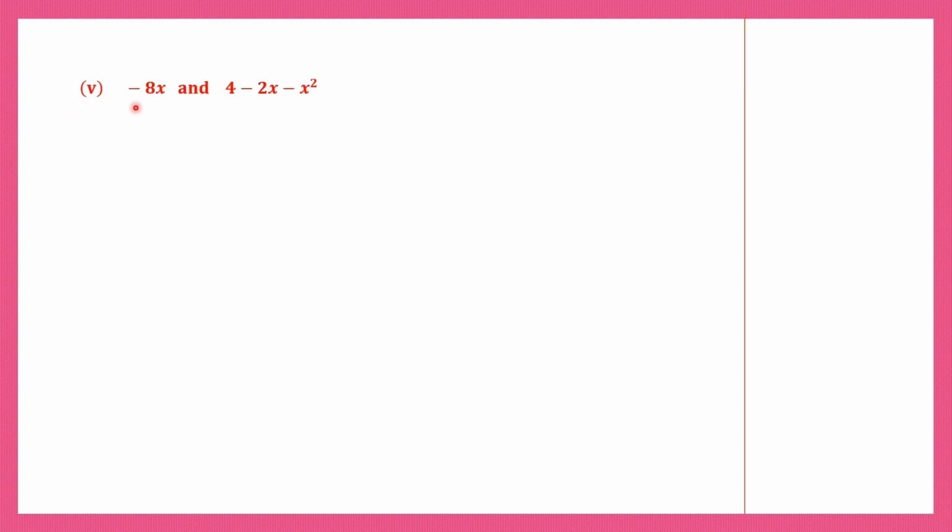Question 5. Multiply minus 8x and 4 minus 2x minus x squared. So that will again be minus 8x into this whole thing, that is 4 minus 2x minus x squared. So first we multiply minus 8x into 4 alone. So multiply the numerical coefficients, that is minus 8 into 4. So the signs, one is plus, one is minus. Minus into plus is minus. 8 fours are 32. And then we have x.